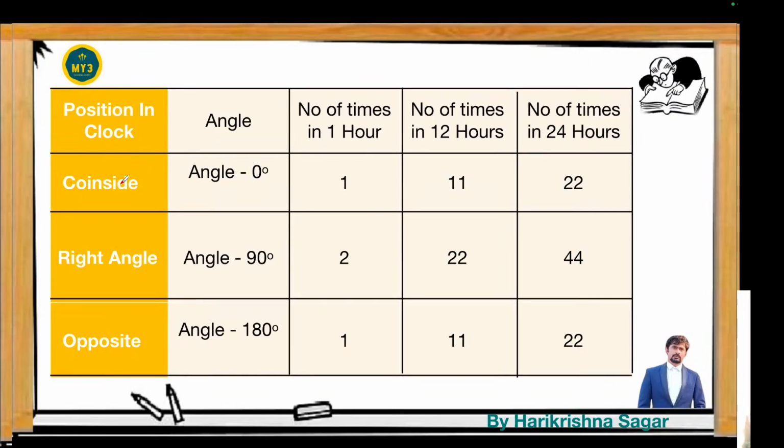So in this type of question, they are giving a theoretical bit for us. So how many times they are going to coincide, how many times they are at right angle, how many times they are opposite in one day. So for every 12 hours, the coincidence will happen only 11 times. That means in every one day, the coincidence will happen 22 times. And right angle will happen 44 times. And opposite will happen 22 times. So just remember this, and they will be giving a theoretical question based on this.